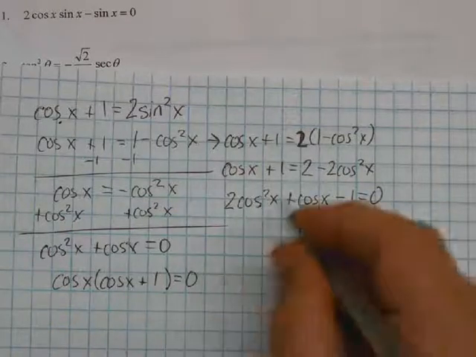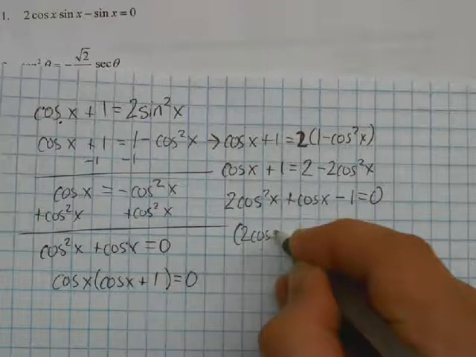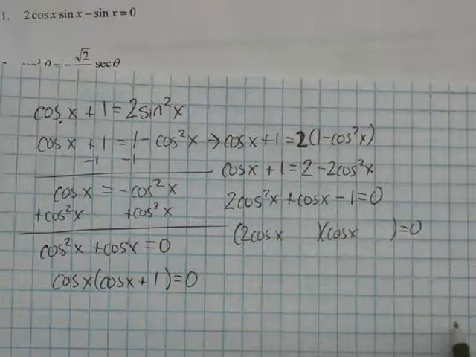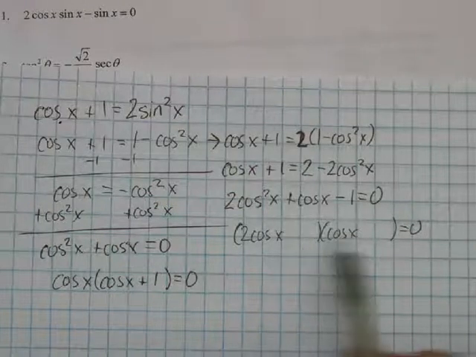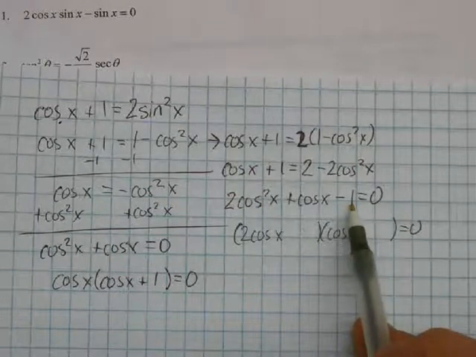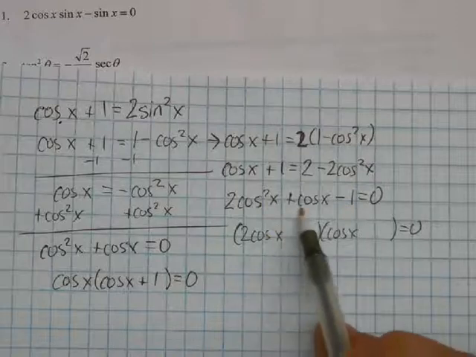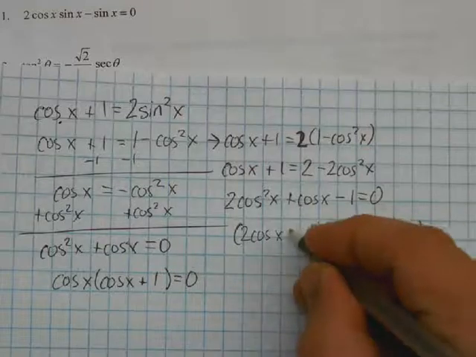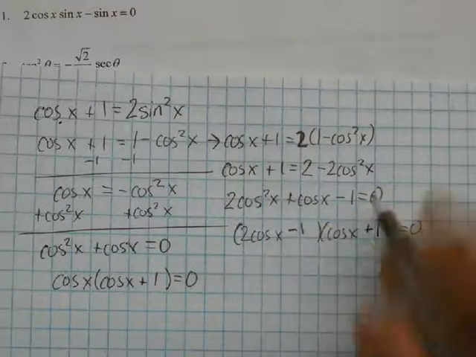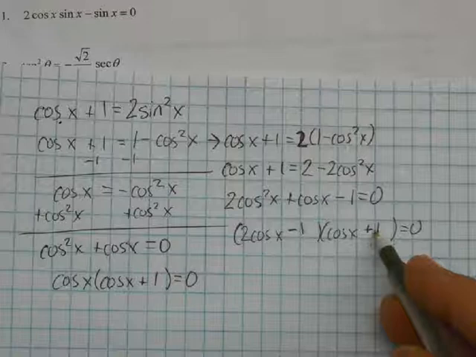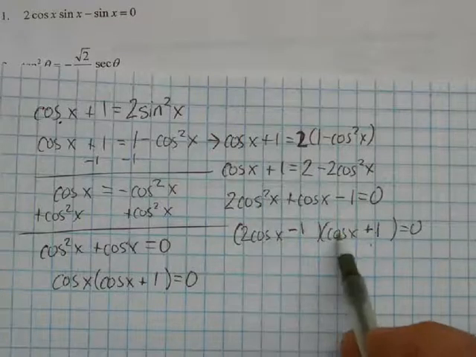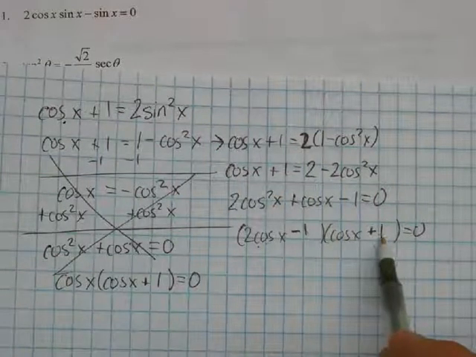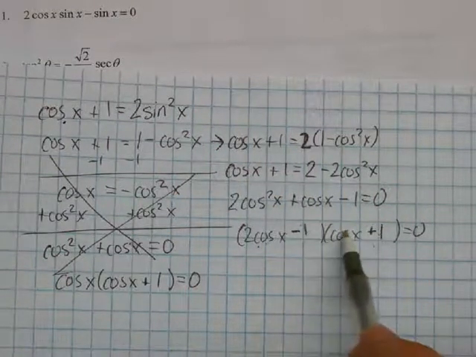So when we factor this, we know that we have to have a 2 cosine x and a cosine x. These two numbers need to multiply to negative 1, but when we multiply out, we need a positive cosine, which means you must put the positive one here. 2 cosine times cosine is 2 cosine squared. 2 cosine x times 1 is 2 cosine x minus cosine x minus 1.